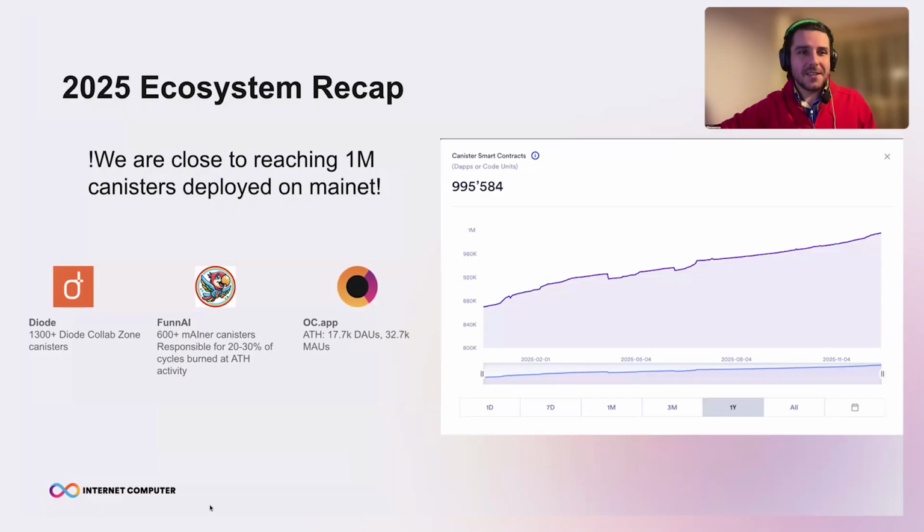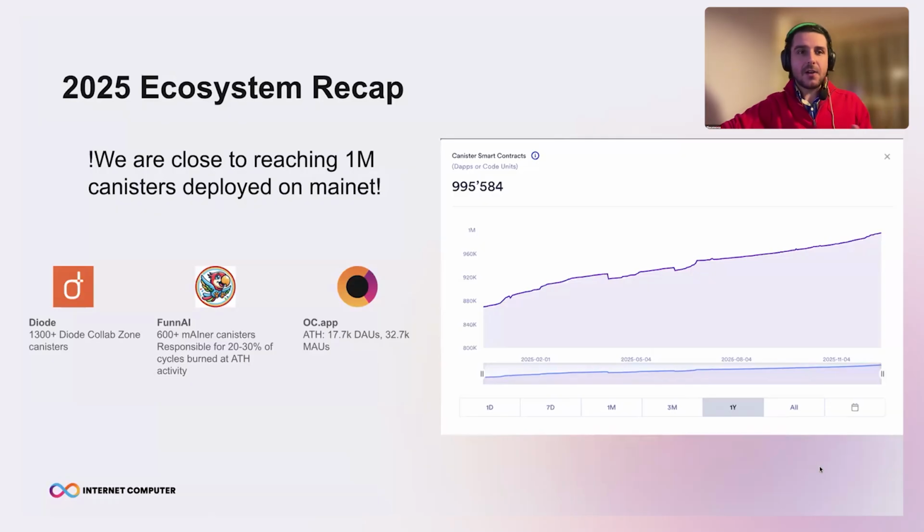And of course we have the OGs, the OpenChat app, that at the beginning of the year actually hit some very interesting all-time highs. So in January, February, OpenChat had more than 17,000 daily active users and more than 32,000 monthly active users. So I think it's interesting, and I think it shows just how much the various types of applications that are being built on the IC contribute to the metrics that we all care about.